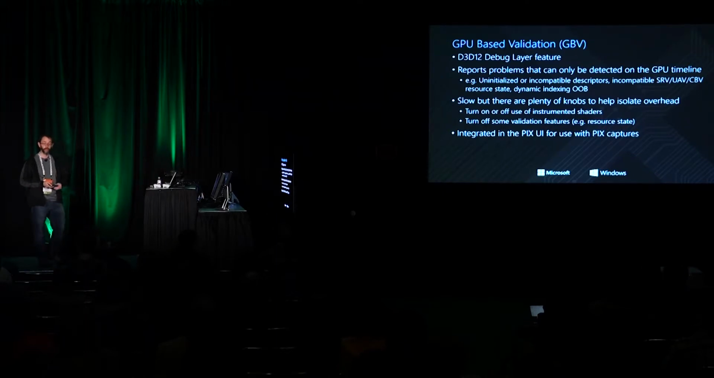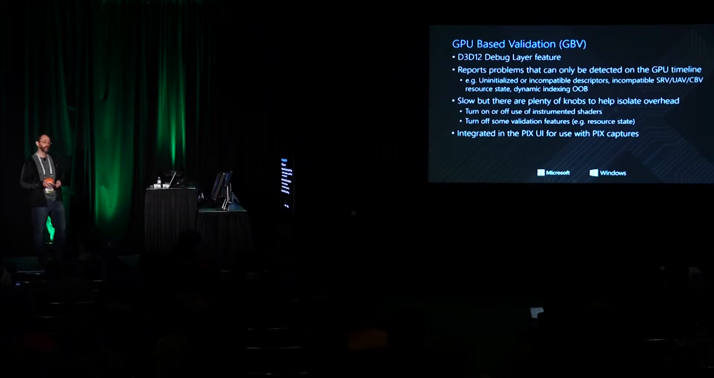Because it's expensive, there are a set of APIs in GPU-based validation that let you turn on and off certain features so that it's more palatable to use in some of your test environments. You can turn off, for example, resource state validation, which is one of the most expensive parts of the shader patching. This might help a lot if you want to keep it on or some portion of it on in a lab environment.